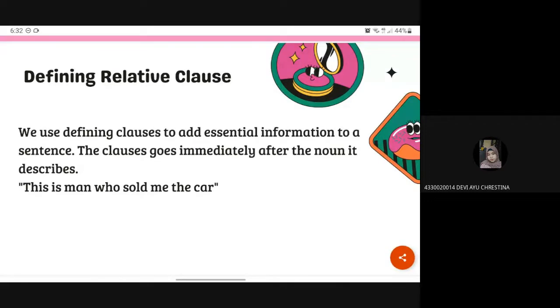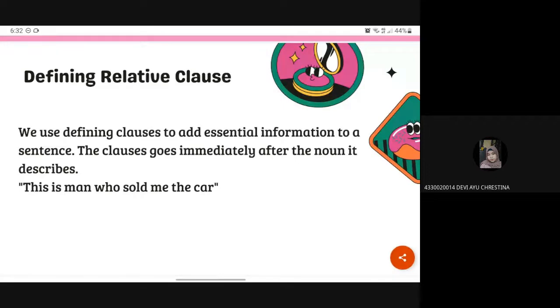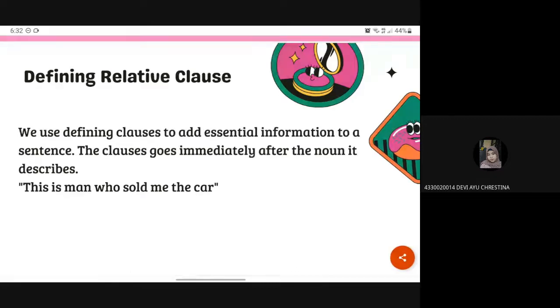Now, what is a defining relative clause? A defining relative clause is used to add essential information to a sentence. The clause goes immediately after the noun it describes. For example, this is the man who sold me the car. Why do we use the relative clause "who sold me the car"? Because it identifies the man I pointed at as the one I bought the car from.